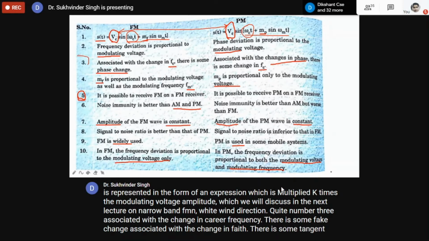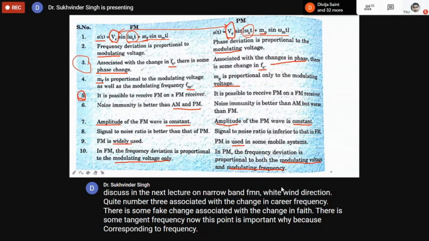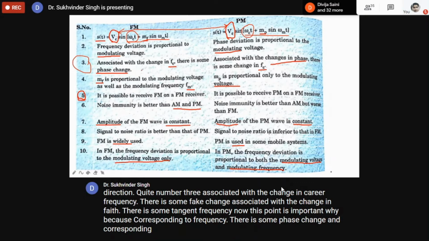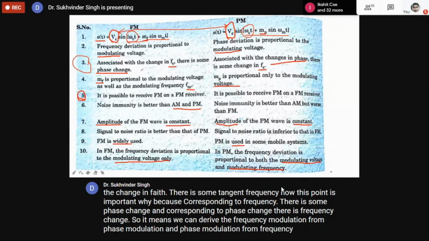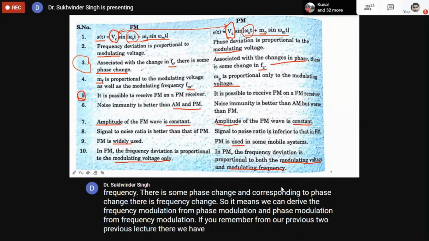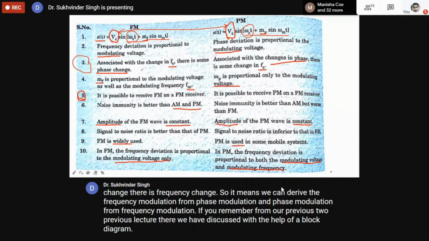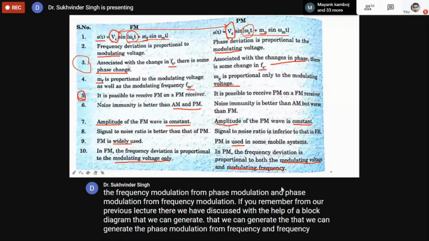Now this point is important. Why? Because corresponding to frequency there is some phase change, and corresponding to phase change there is frequency change. So it means we can derive the frequency modulation from phase modulation and phase modulation from frequency modulation. If you remember from our previous lecture, there we have discussed with the help of a block diagram that we can generate the phase modulation from frequency and frequency modulation from the phase modulation.